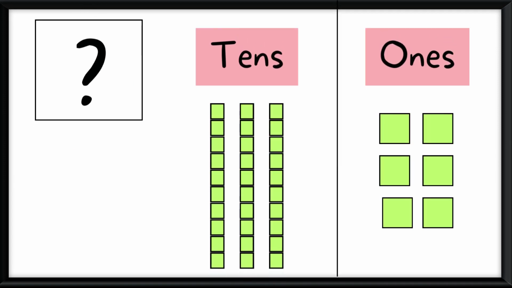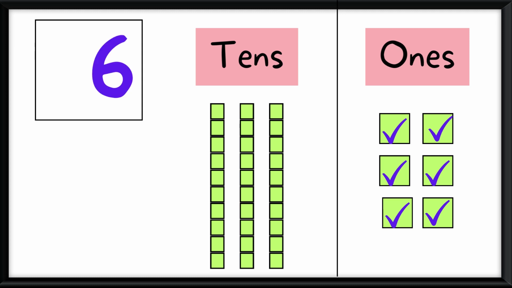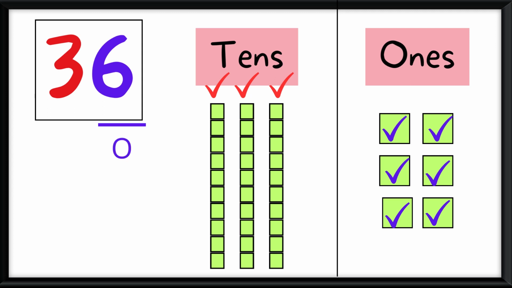Can you find out what number is this? Let's count. 1, 2, 3, 4, 5, 6. We have 6 ones. And let's see, tens. 1, 2, 3. We have 3 stripes of tens. So the number is 36, where 6 is at the ones place and 3 is at the tens place.